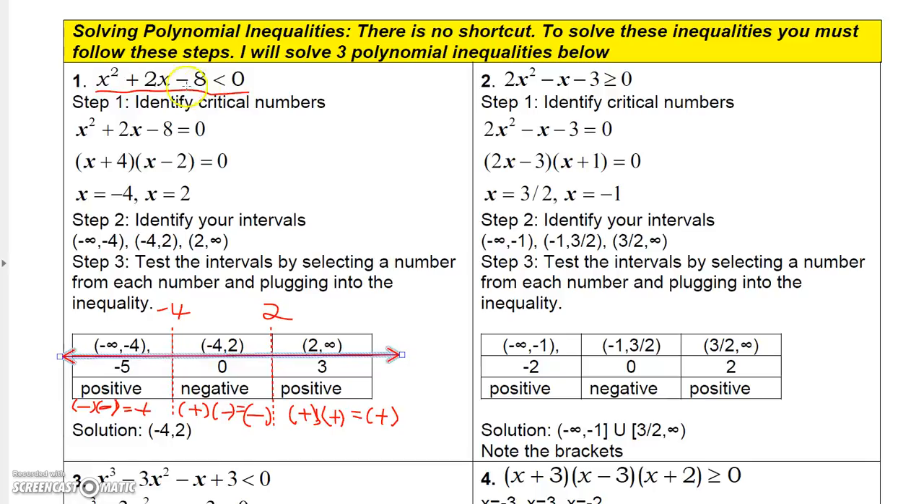Now there's no shortcuts here. You have to do this. There are no identifying steps that you can look at. You must identify the critical numbers. Now to identify the critical numbers, I'm going to write the polynomial, set it equal to 0, and then factor it. So I'll get the two factors, x plus 4 and x minus 2. Then I'll set each factor equal to 0, just like I did up there. And so I get x equals negative 4, that's one critical number, and x equals 2 is the next critical number.